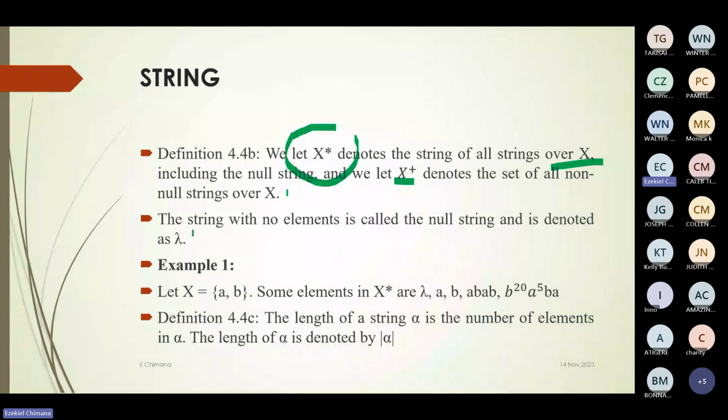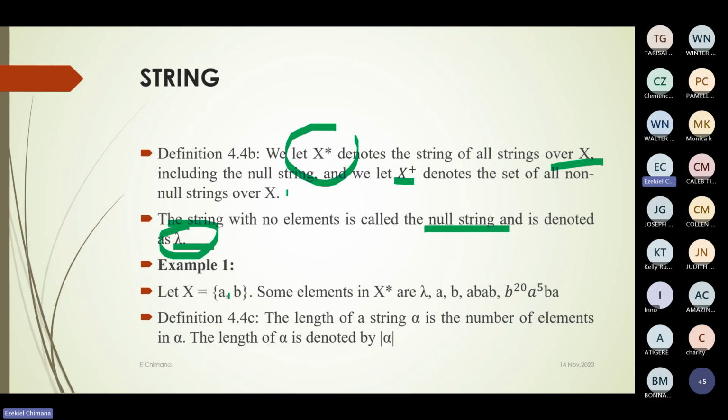Non-null strings. The string with no elements is called the null string. If there are no elements, it's a null string. I'm sure you have seen this in other programming languages when you come up with a string and want to display it, but you didn't actually initialize it. Normally it has a null value because there's nothing there. And it's denoted by this symbol. I'm sure it's lambda, this symbol, for an empty string or null string.